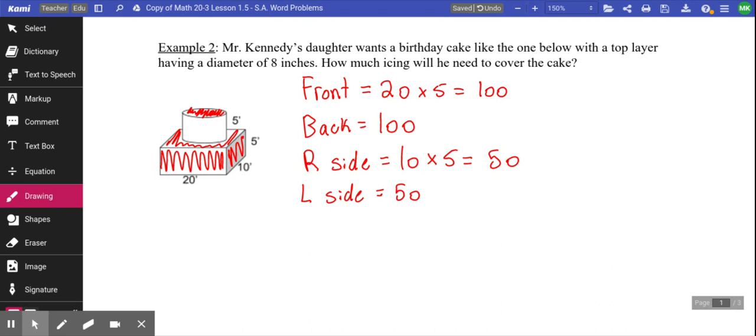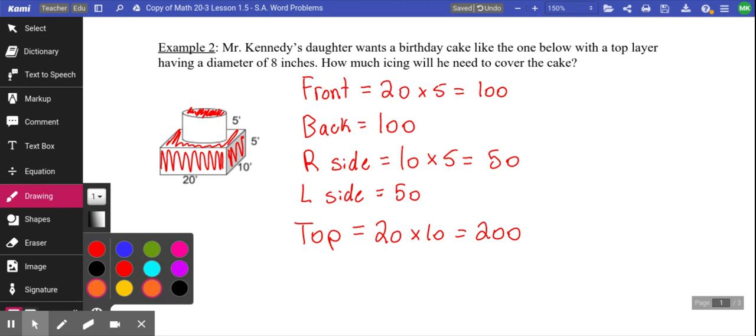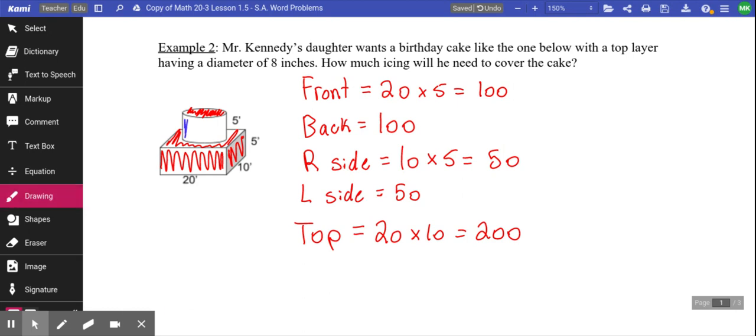So do you do the circle at all? You don't do the top of the circle at all, because we're just going to do that rectangle on the top, which would be 20 by 10 for a total of 200. Now, the last spot is the label, or this outside part of the cake right here that I'm doing in blue.